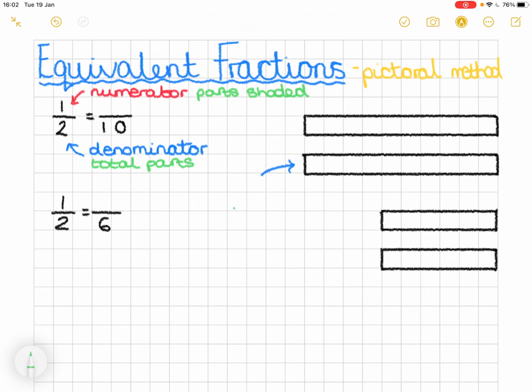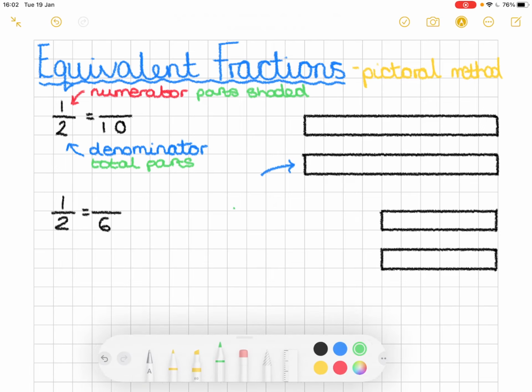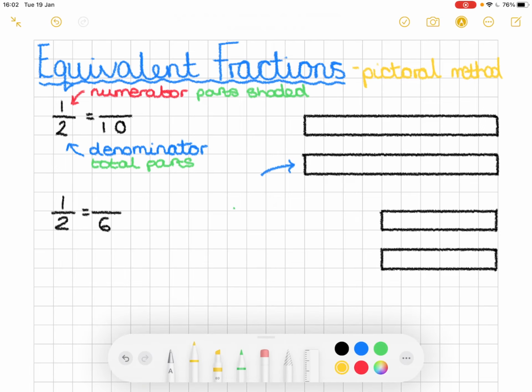I'm going to start off first of all, and sometimes you can do this by eye. With half it is rather easy to do this by eye. For the first one I'm going to split it in half. If I'm trying to find that half fraction, I know that out of the two parts in total, one of those needs to be shaded, because that is my numerator. So I'm going to shade half. So I've got the fraction half here, but I want to know how many tenths 1/2 is equivalent to.